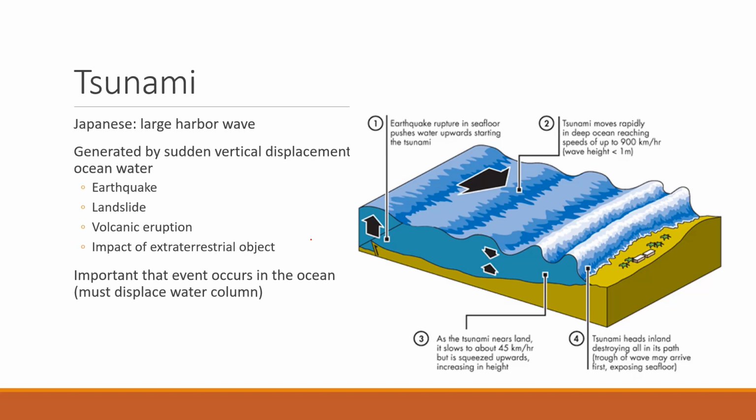So earthquakes in the ocean floor, where you're actually lifting or dropping the ocean floor, are the causes of the largest tsunamis. Landslides can also cause tsunamis if you add material to the floor or move material on the floor. Volcanic eruptions, if they put material into the water, can cause tsunamis. An extraterrestrial impact can also do that if you have a big thing fall into the water. The important thing is it has to happen in the water. You have to displace the water column.